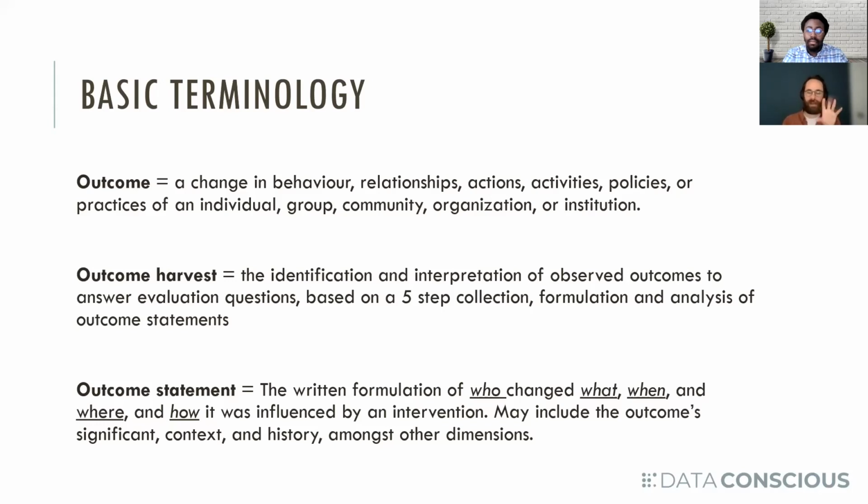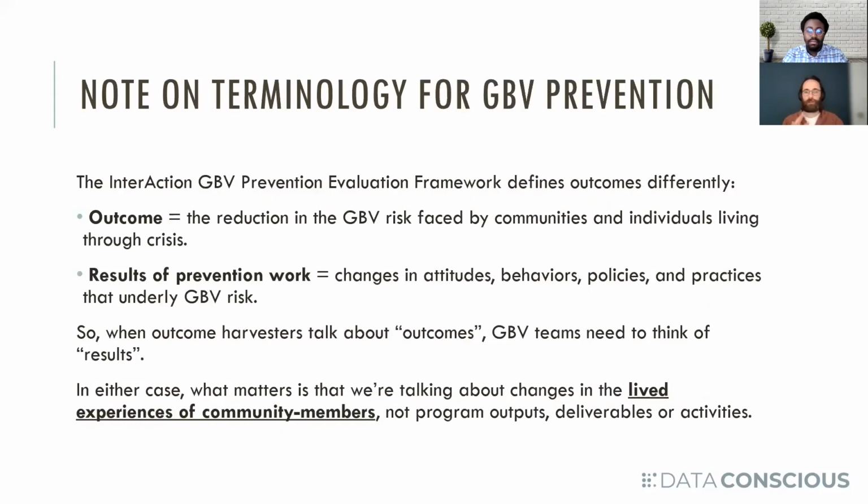Okay, so that's the basic outcome harvesting terminology, the glossary for them. But the point is that for GBV prevention, there are slightly different terms. And so we need to be clear about what we're doing. So if you look at the interaction evaluation framework for GBV prevention, an outcome is the reduction in GBV risk faced by communities and individuals as they live through crisis. And the result of prevention work is changes in attitudes, behaviors, policies that underlie that risk, right? So there's a slight difference here. Results in the GBV prevention terminology are similar to what outcome harvesters call outcomes.